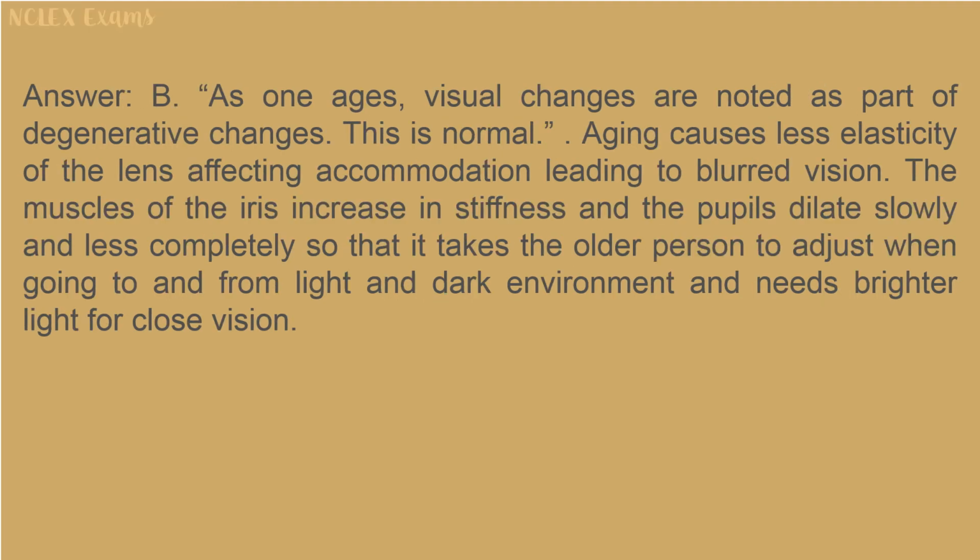Answer: B. As one ages, visual changes are noted as part of degenerative changes. This is normal. Aging causes less elasticity of the lens affecting accommodation leading to blurred vision. The muscles of the iris increase in stiffness and the pupils dilate slowly and less completely so that it takes the older person longer to adjust when going to and from light and dark environment and needs brighter light for close vision.